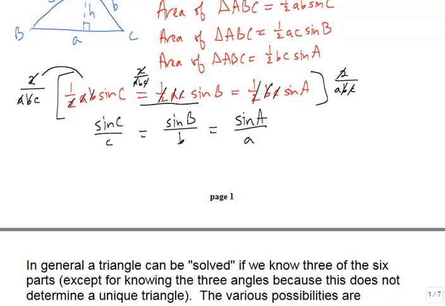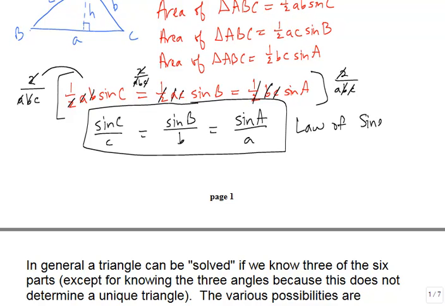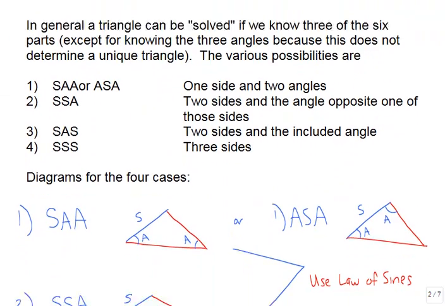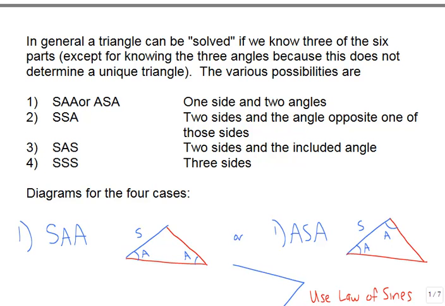And this is the result called the law of sines. What it says is the proportion of the sine of an angle over its opposite side must be in proportion to each other. So we're going to use this to help us solve oblique triangles. Now, before we get to using it, let's talk about when would be a good opportunity to use it.